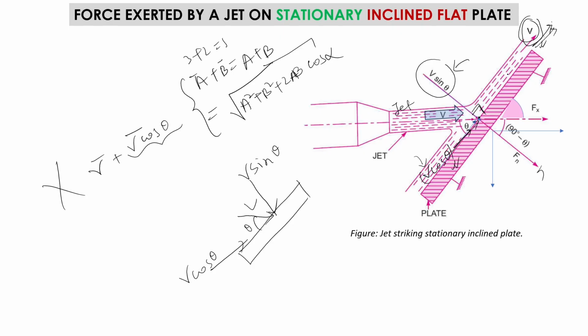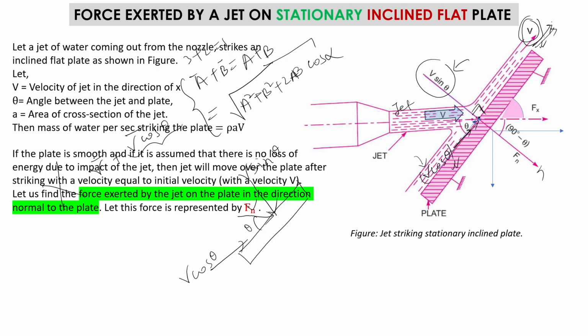And the second point is this, which we have already said. In this slide, this plate is smooth, we have assumed, and it is assumed that there is no loss of energy, so the conservation of energy principle. Due to that, we are assuming that after having the impact with the flat plate, the jet will move over the plate with a velocity equal to the initial velocity. So this v is an assumption. But if there is some surface roughness here, then of course this v will have some other velocity, may or may not be equal to the initial v. So this was one clarification I wanted to add.